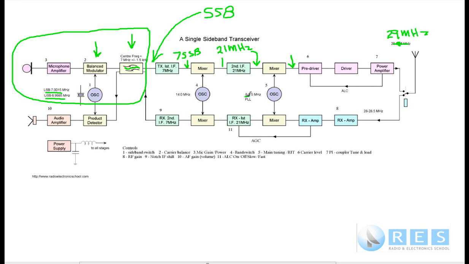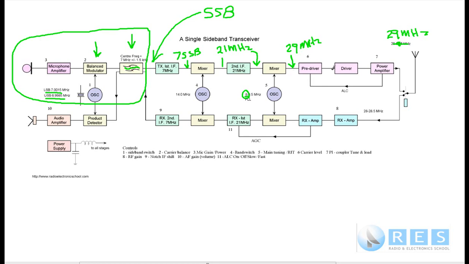So our oscillator on 8 megahertz mixes with our wanted sideband, which has been amplified and frequency changed already, on 21 megahertz, and that's going to give us 29 megahertz there. F1 plus F2, 29 megahertz. So at this point we've got our signal on the frequency that we want to transmit on, and it's been amplified. The last thing to do is to amplify it even more.